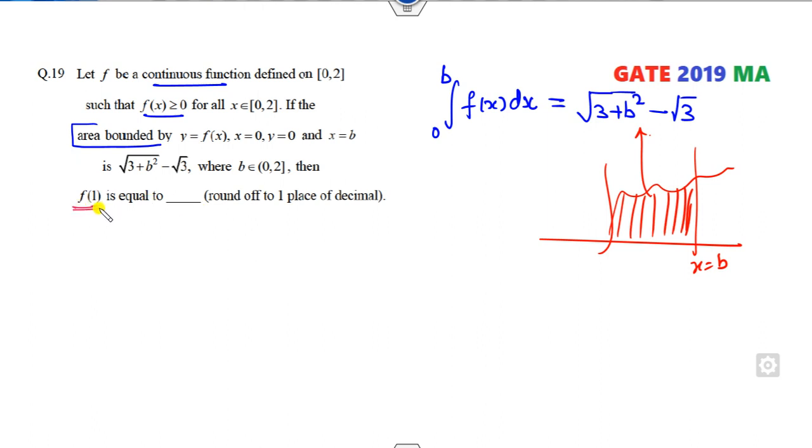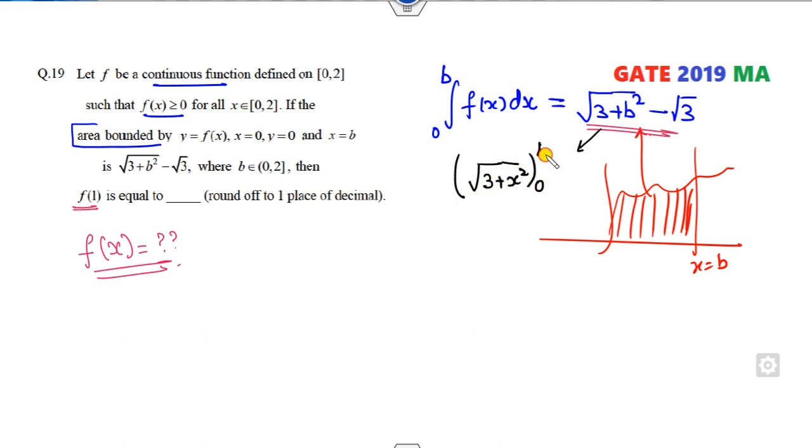Then you have to find the value of f of 1. So the basic purpose is to find the value of f(x) first. That's very simple. If you look at the right hand side, you can clearly see I can write this function as root of 3 plus x square from the limit 0 to b. Fine. So what is the meaning of that? It means when you integrate this f(x), the answer will be this. Fine. So what is my f(x)?